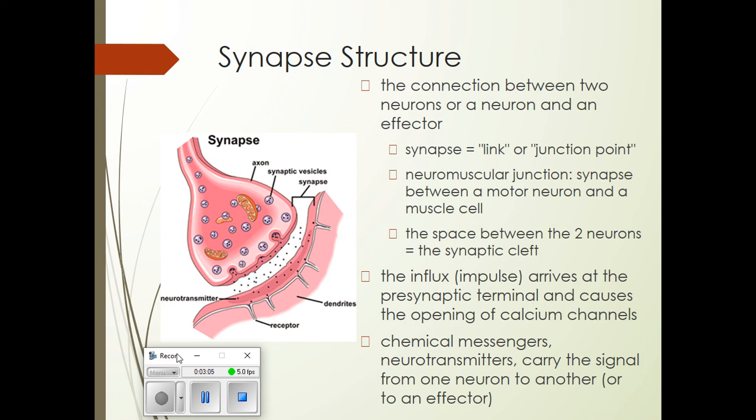So the influx, when we're talking about ion movement, or we could just say the impulse, will arrive at the presynaptic terminal. Now, if underlining things with a smartboard pen would work the way I thought it would, I would underline the word presynaptic. When you have a word that starts with pre, it means it comes before something else. The presynaptic axon terminal is the structure that looks like this, like an elephant's foot. It'll have that kind of round shape at the end of the axon terminal.